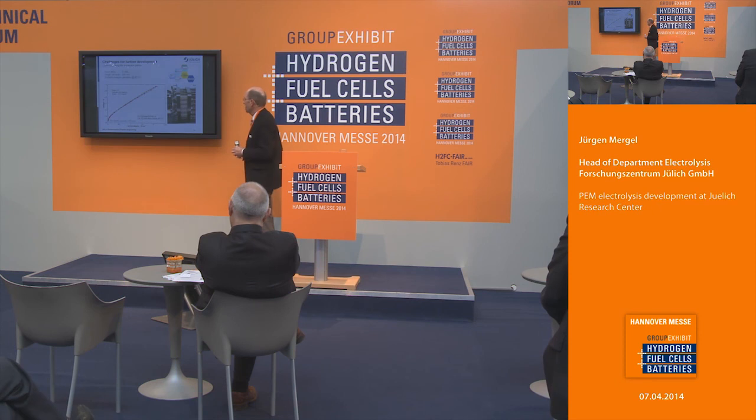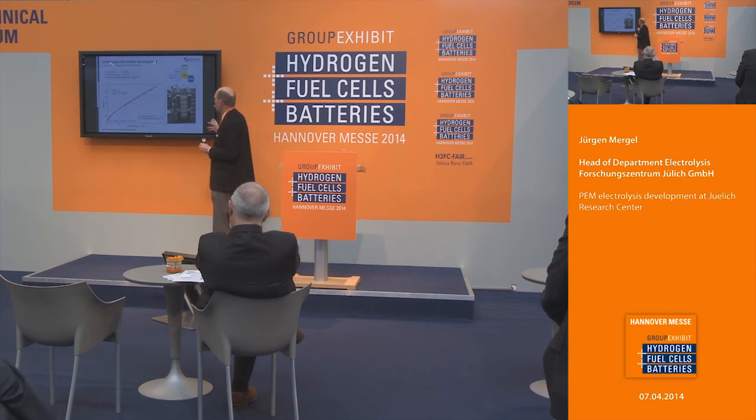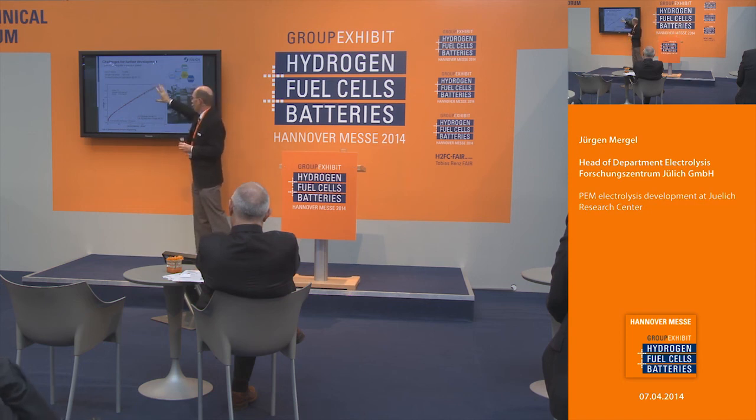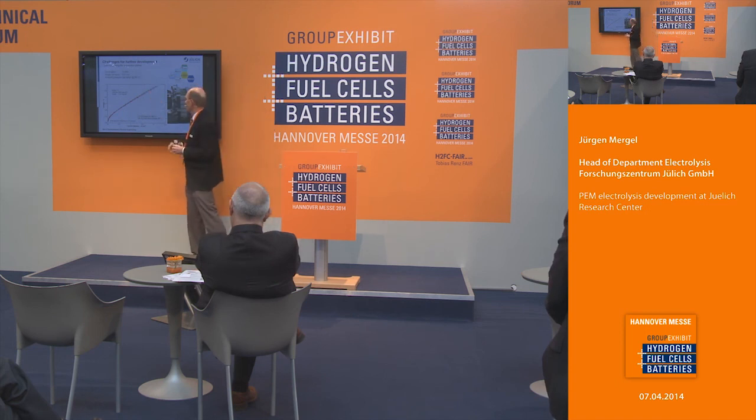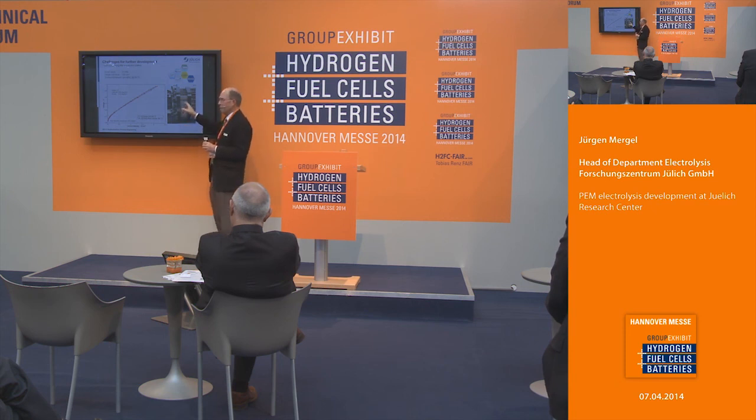And on the last slides, you can see what we have now reached in our first stack. You can see it at our booth. This is a 100 square centimeter stack, the first which we built in Jülich. We ran this with a normal CCM, that means with a high cathode and anode loading, but we get quite the same cell voltage as we reached in our single cells at 80 degrees centigrade, without titanium separator plates inside this stack.